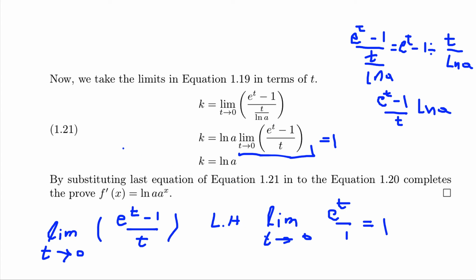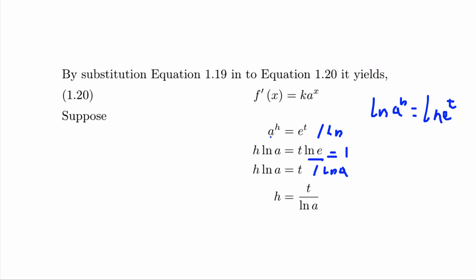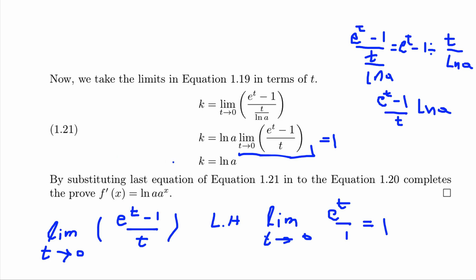We already saw earlier that the derivative was k times a^x. So the derivative of f of x is k times a^x, but k is ln a, and so finally we proved, completing the proof, that the derivative of f of x is equal to ln a times a^x.